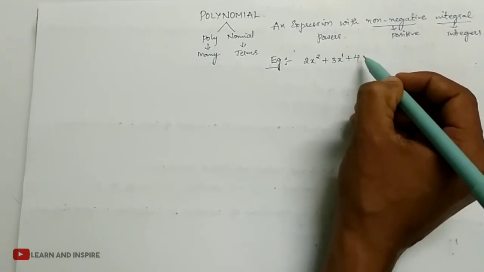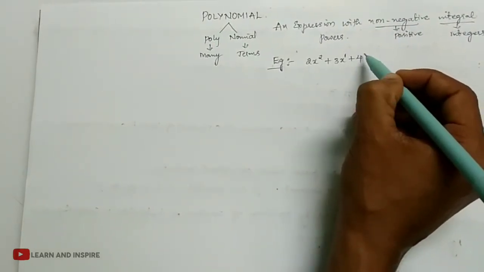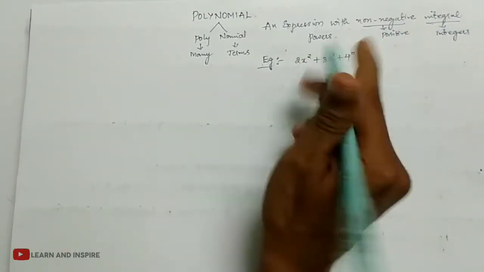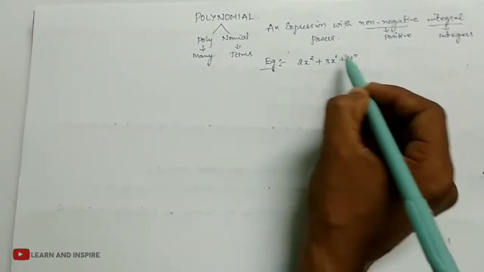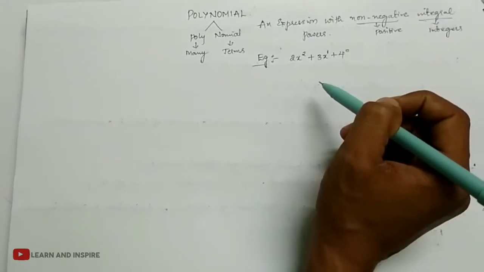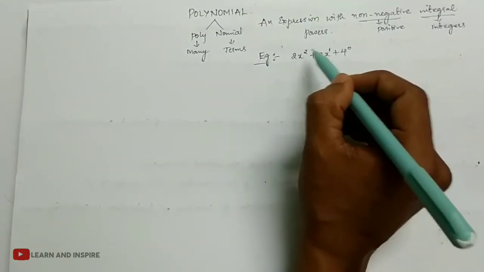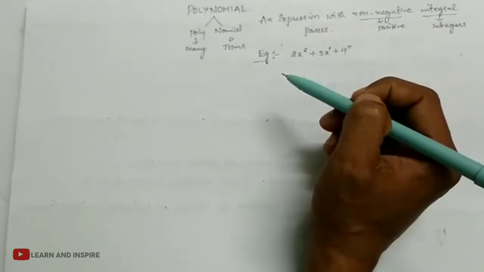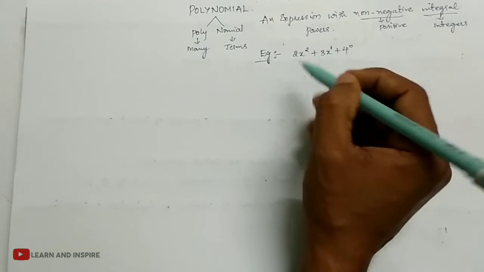4 is a constant term and the degree of the constant is 0. So here all the powers are positive integers only. From this we can say that it is a polynomial. Understood? All the powers are positive, so we can say that it is a polynomial. Let us see one more example.